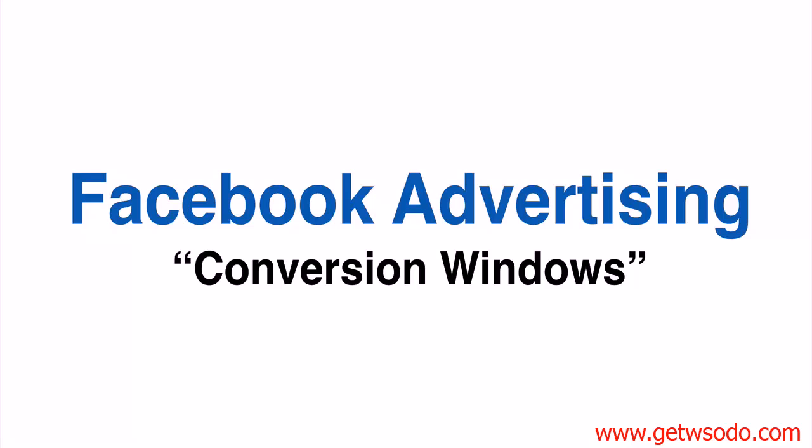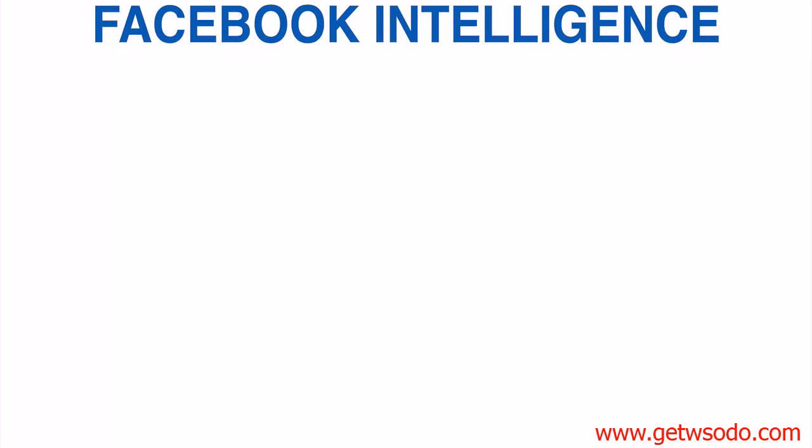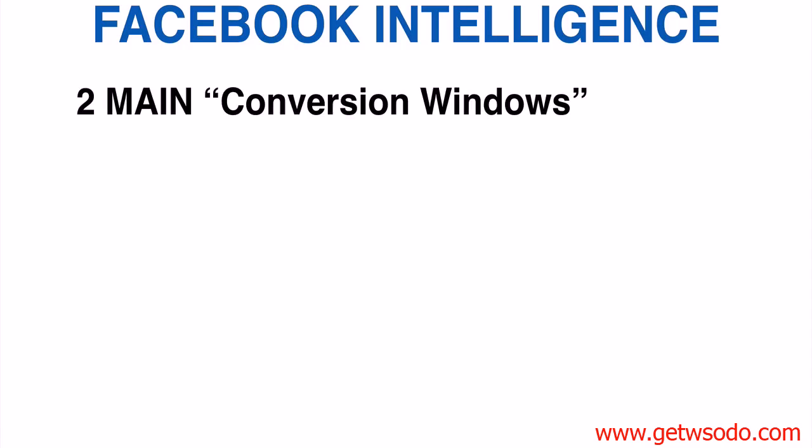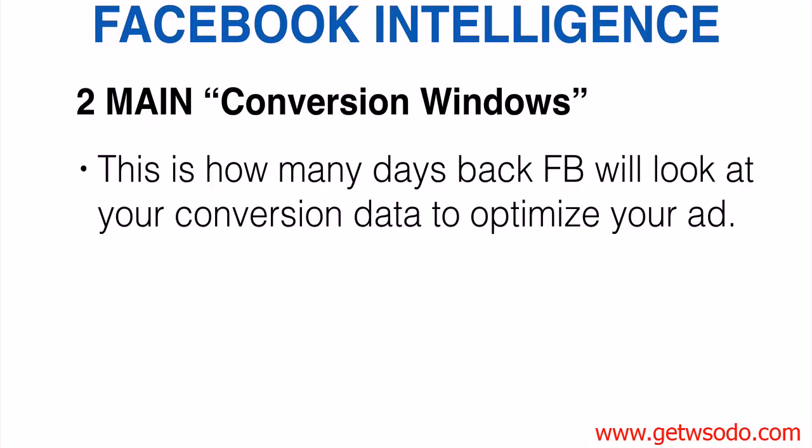So the conversion window is a way that Facebook intelligence better optimizes your ad. There's two main conversion windows. When you're creating your Facebook ad, you're going to have the option for a 7-day window and a 1-day window. All right, let me say that again. You're going to have the option for a 7-day conversion window or a 1-day window. And this is how many days back Facebook will look at your conversion data to optimize for you.